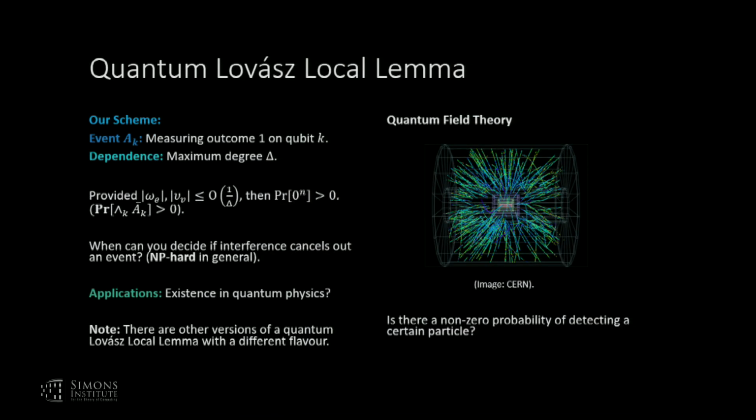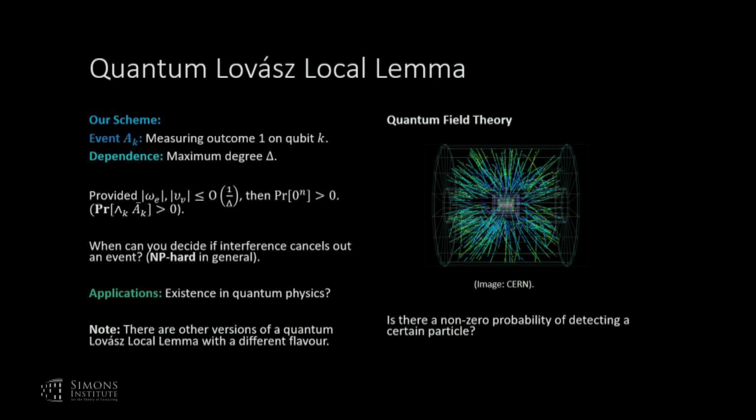Okay, so can we take this into a quantum Lovász local lemma? There's already a quantum Lovász local lemma, but it's a completely different flavor. In our scheme, we're going to say an event is just measuring the outcome 1 on qubit k. Then the dependence is just the maximum degree of the graph.